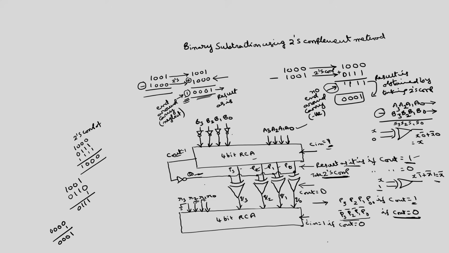I will ground all these signals, so that if C dash is equal to 1, 1 will be added to Q3, Q2, Q1, Q0. If C in dash is 0, 0 will be added to Q3, Q2, Q1, Q0. So, what will be the C in dash now? If C out is equal to 0, I have to add 1. If C out is equal to 1, I have to add 0.